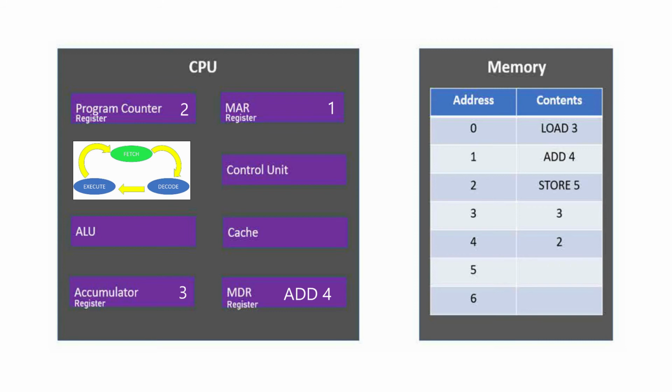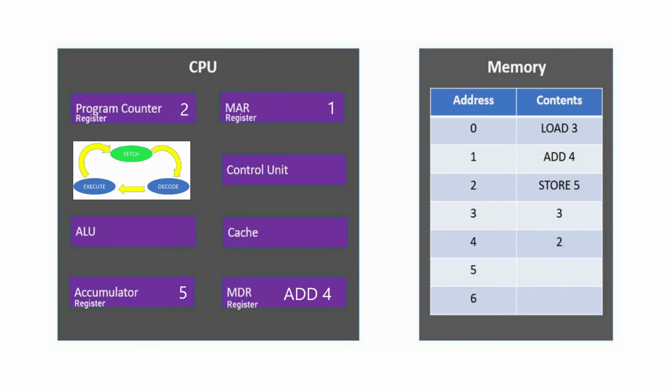The control unit decodes the instruction by comparing it to the instruction set it has stored. The instruction is add the contents of memory location 4 to the contents of the accumulator. The control unit now executes the instruction and using the ALU adds the contents of memory location 4, which is the number 2, to the contents of the accumulator, which is number 3. The accumulator now reads 5. The fetch cycle begins again.